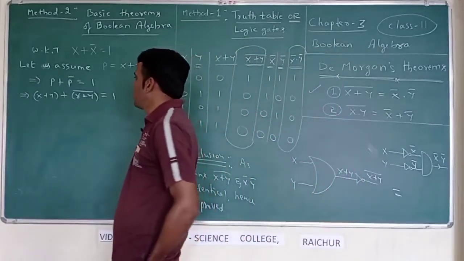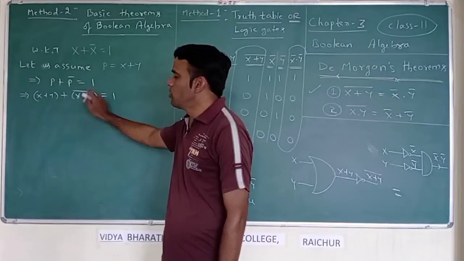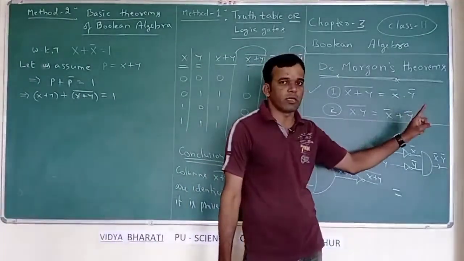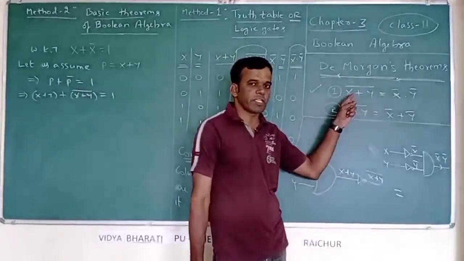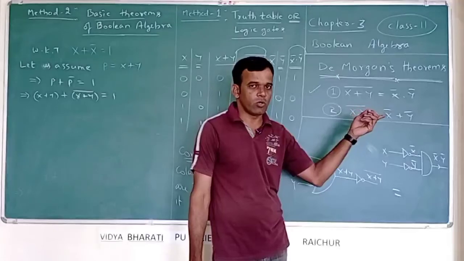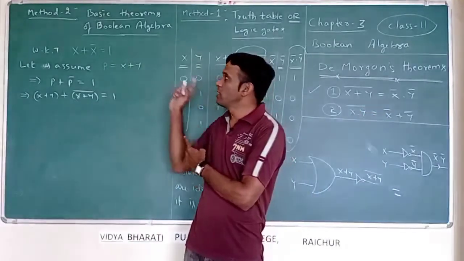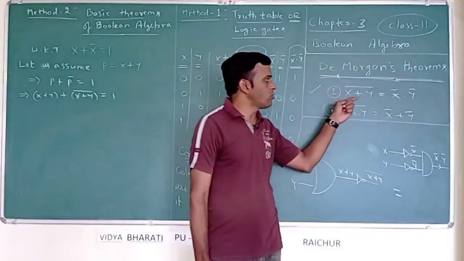Now what we'll do, in place of (x plus y) whole bar, we'll substitute this one, x bar into y bar. So remember, we are trying to prove this one itself, (x plus y) whole bar equals x bar into y bar, without using a truth table, or we can say using the basic theorems of Boolean algebra. So we are trying to prove this one.